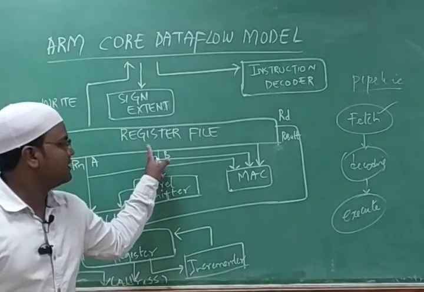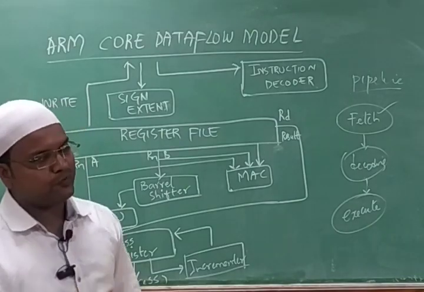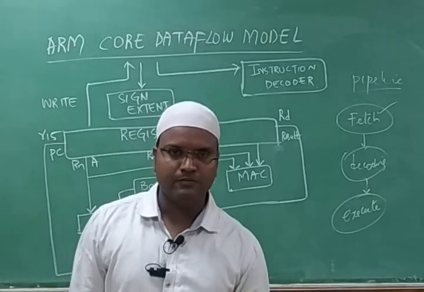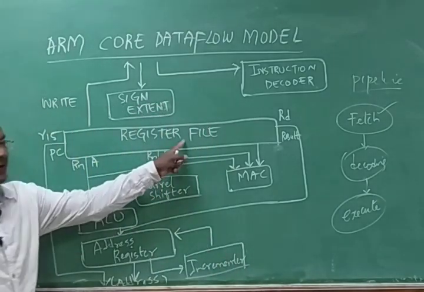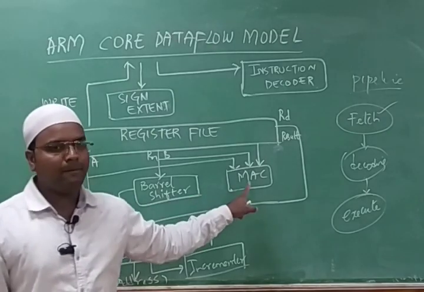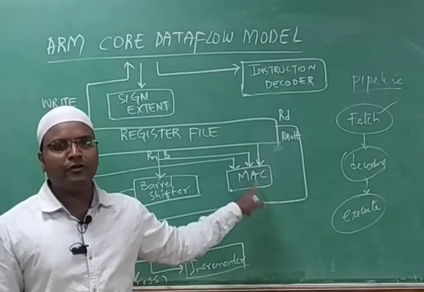One is the register file, because if you do any kind of processor or any kind of architecture, registers are a must. Without registers, you can't do any kind of functions, right? So the first thing is that we do have register files. Then how it is going to be used by the barrel shifter and MAC. What is this MAC called? MAC is nothing but the multiply accumulate unit.